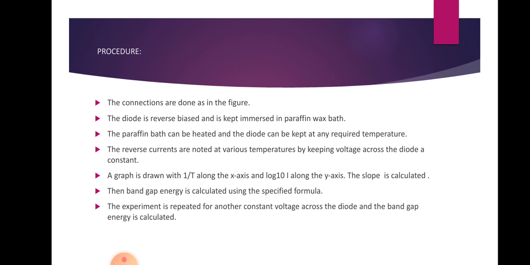After that, we will plot the graph with 1/T along the x-axis and log to the base 10 I along the y-axis. Then the slope of the graph is calculated. Then the band gap energy is calculated by putting the slope in the equation Eg = 2.303 k × slope. Then this experiment will be repeated for different values of voltage across the diode, and the band gap energy is calculated.